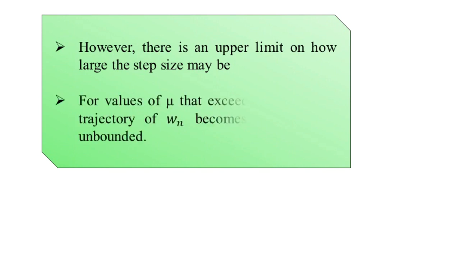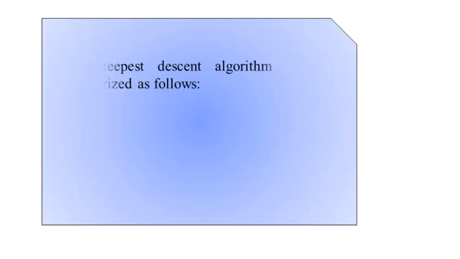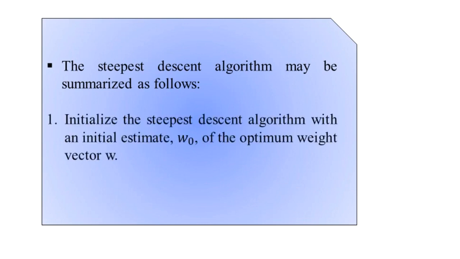The first step is to initialize the steepest descent algorithm with the initial estimate, denoted w of 0, for the optimum weight vector w. The second step is to evaluate the gradient, as shown with the mathematical equation on the previous slide. This is the gradient of zeta of n at the current estimate w of n for the optimum weight vector.